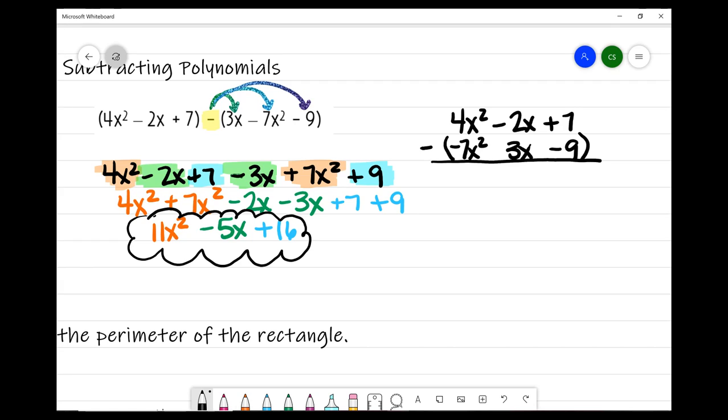So now 4x squared is lined up with the x squares, x is lined up with the x's, constants lined up with the constants. Now 4 minus a negative 7 is 11. Negative 2 minus a positive 3 gives me a negative 5x, and 7 minus a negative 9 gives me positive 16.